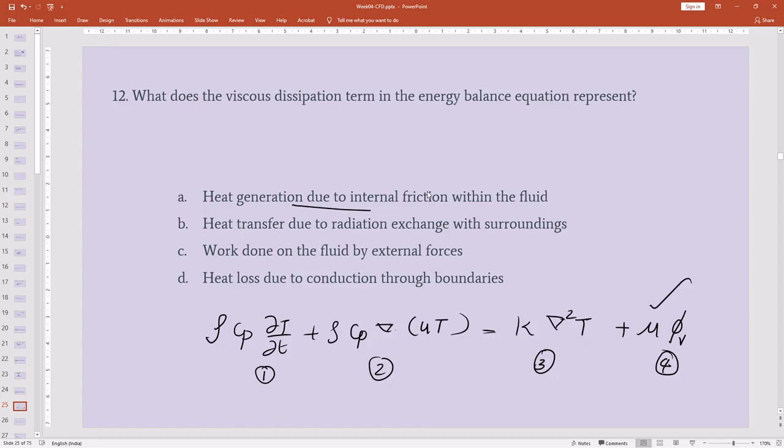But in most cases, this viscous dissipation term will be negligibly small compared to other energy transfer due to the heat flux at the boundaries. So in most of the cases, we will be neglecting this term.